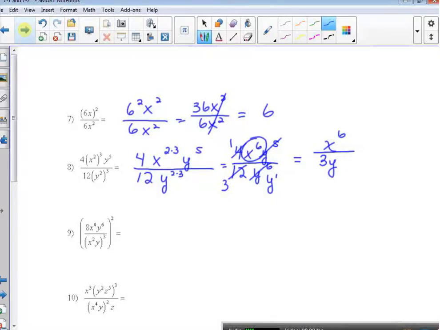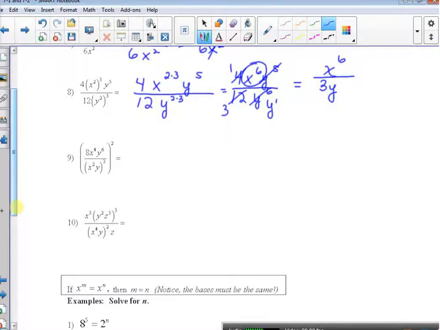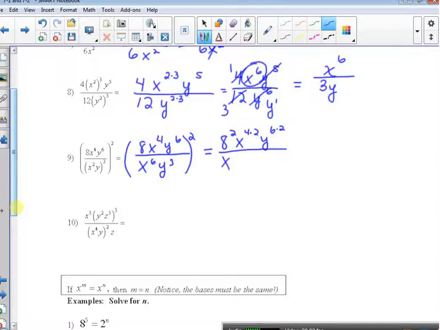Number 9. So the whole thing is squared. I think what I'll do is maybe get rid of the parentheses and then square it. So slow and steady wins the race, okay? So it's going to be x to the 6th, y to the 3rd. And then that whole thing is squared, which means there's no addition sign, so everything has to get squared. So 8 squared, x to the 4 times 2, y to the 6 times 2. X to the 6 times 2, y to the 3 times 2.